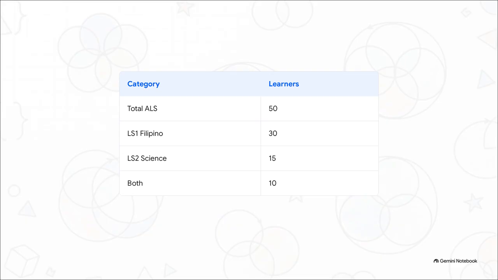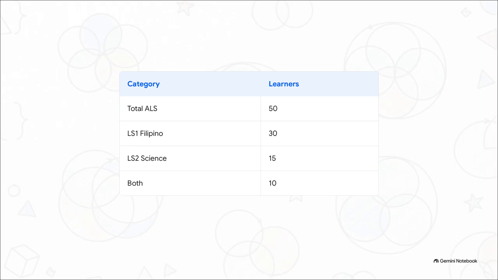Okay, let's organize some raw data before we even start drawing. Imagine a class of 50 total learners. 30 say they like LS1 Filipino. 15 say they like LS2 Science. And 10 say they like both. Now, if you just added 30 and 15 and 10, you'd get 55, right? Which is more than our total of 50.